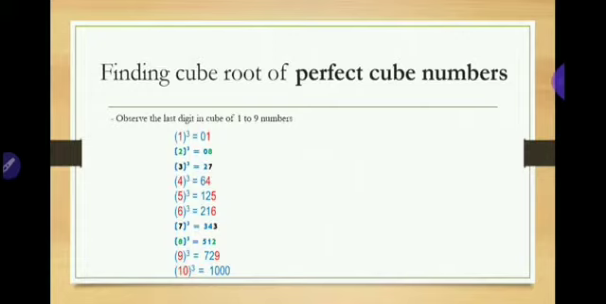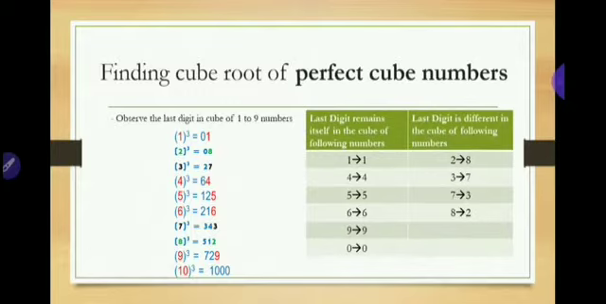For finding that, you must know the cubes of a few numbers, starting from 1 to 10. If you know these 10 cubes, you can easily find the cube root of any number which is a perfect cube. If you observe these 10 cubes, you will find that the cube of 1 is 1, the cube of 4 is 64, the cube of 5 is 125, the cube of 6 is 216. That is, for a few numbers the last digit remains itself in the cube, but the last digit changes for some numbers. So I have written those observations in the form of a table.